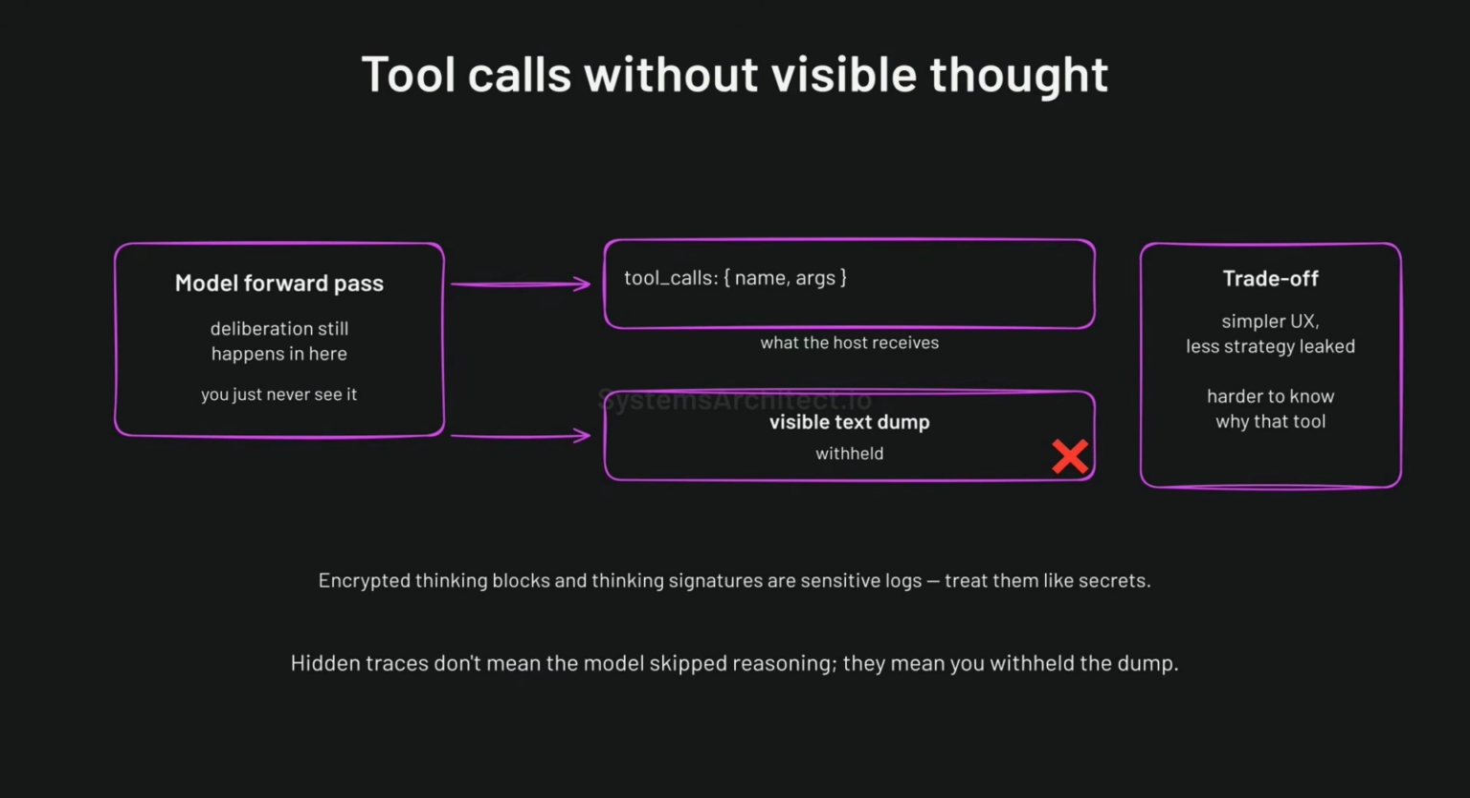Encrypted thinking blocks returned by some APIs still count as sensitive logs. Treat fields like encrypted content or thinking signatures the way you treat secrets in agent trajectories.